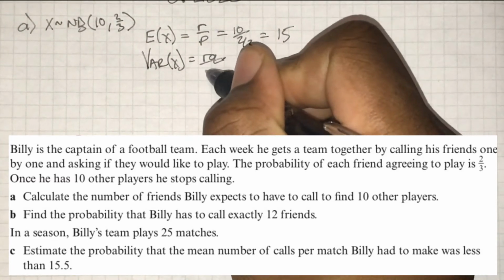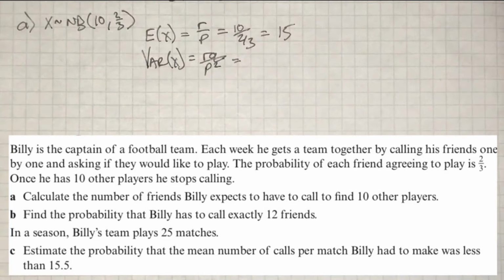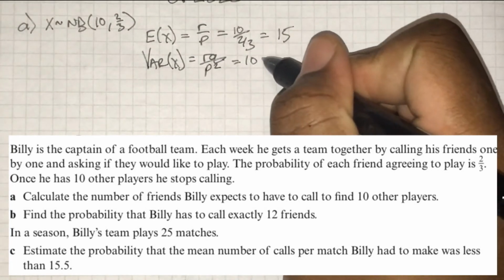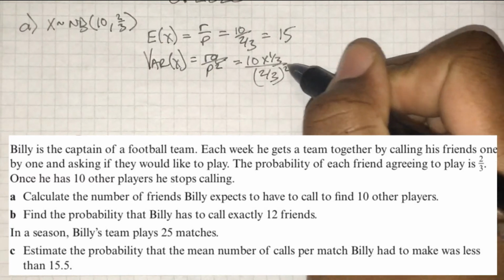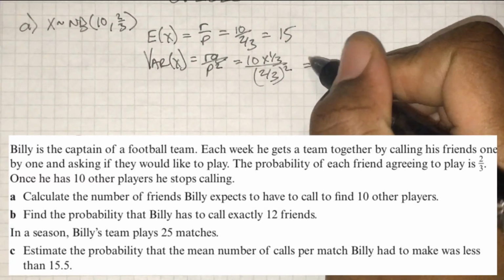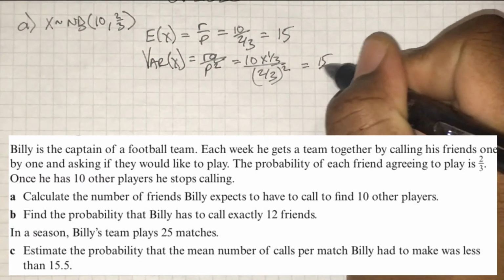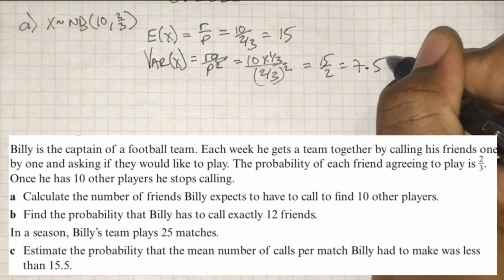I'm just going to do the variance here as well, just out of habit. I'll always want the expectation and the variance worked out together. So rq over p squared, and working that through, we get 15 over 2, or 7.5. So I've got my expectation and my variance, likely to come in handy later on.